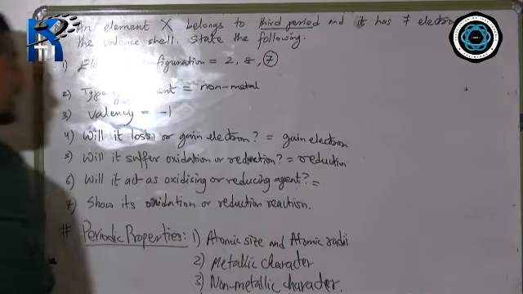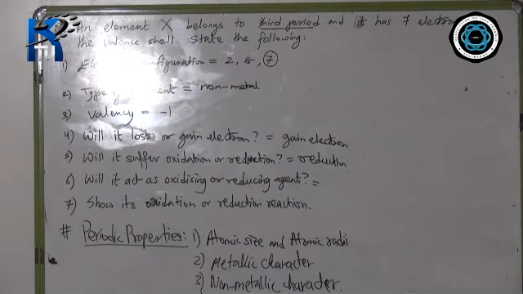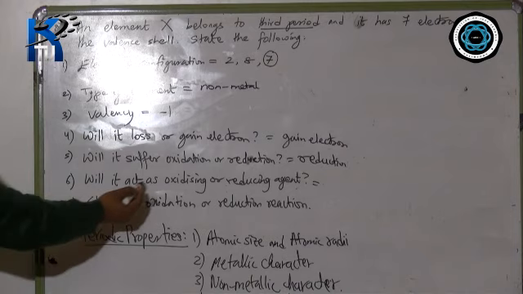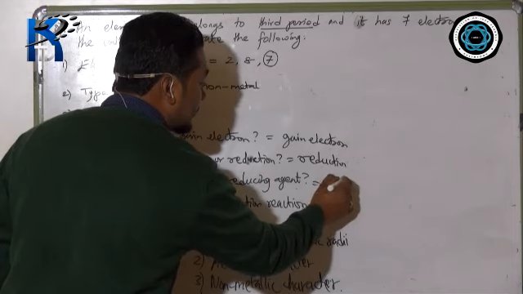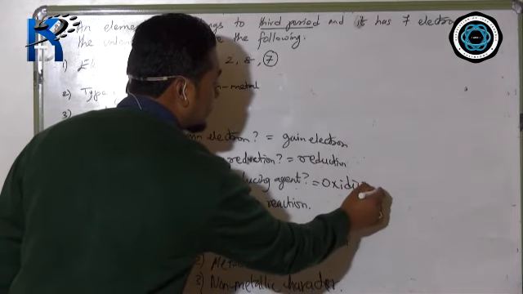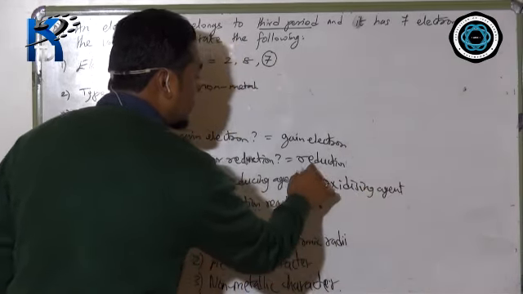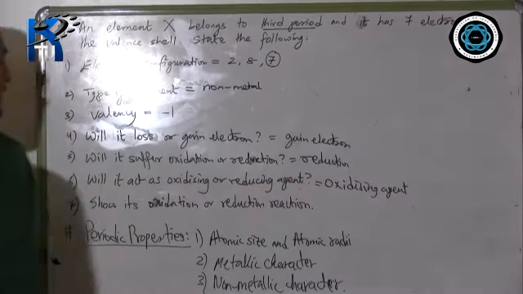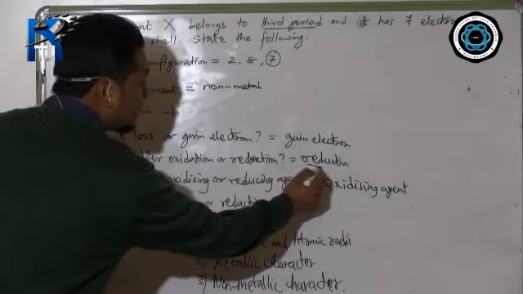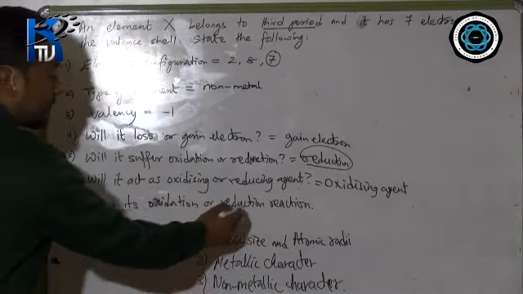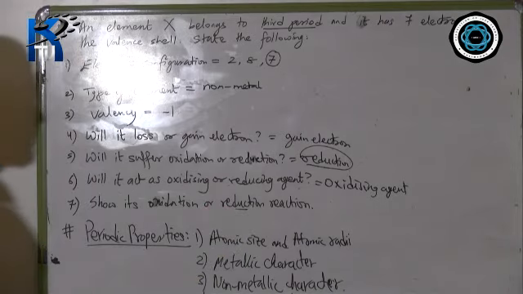And those who suffer reduction, opposite, are oxidizing agent. So will it act as oxidizing agent or reducing agent? The one who suffer reduction act as which agent? Oxidizing agent. If it was oxidation, here will be reducing agent. Now, so its oxidation or reduction reaction. Now we came to know that it is going to suffer what? Reduction. Therefore, we have to show its reduction reaction.